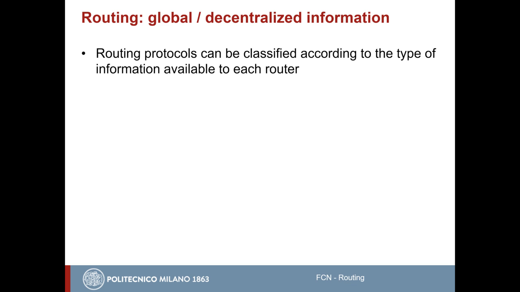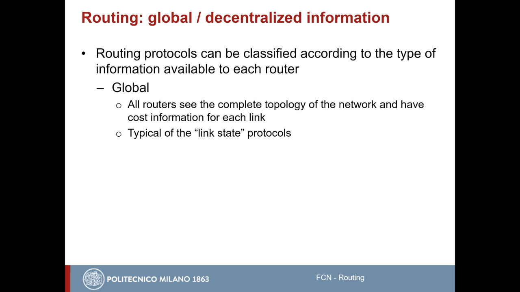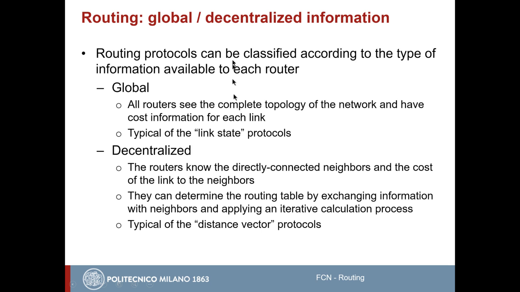The type of information that is used in these routing protocols can also be classified according to this other criterion: whether it is a global information or a decentralized information. When the information that is available to a router in order to calculate the shortest paths is global, it means that the router has visibility of the complete topology of the network and has information about the cost of each link. And this is typical of the link state protocols.